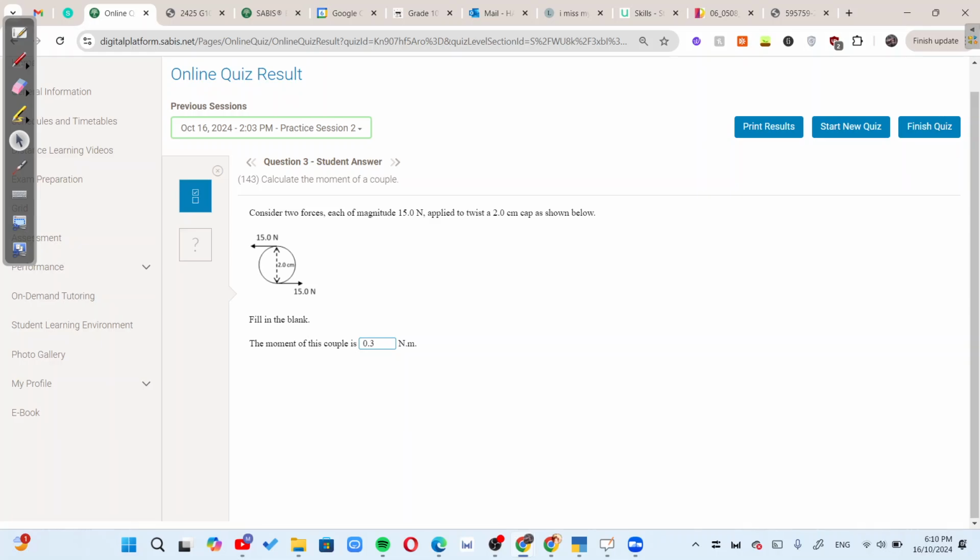Okay, so here we have a couple question. For any couple you see, you take any one of these forces. So we'll take 15, since they're both 15. You take any one force times the distance between them, but in meters. So 2 centimeters, which is 0.02 meters, times 15 is going to give you 0.3, which is your answer, as you can see. This came last week. It was really easy.